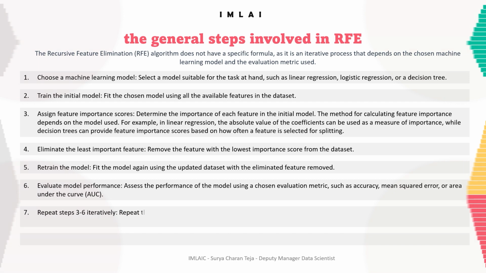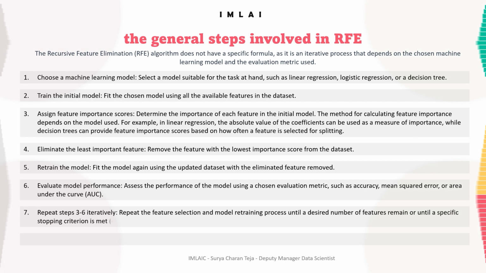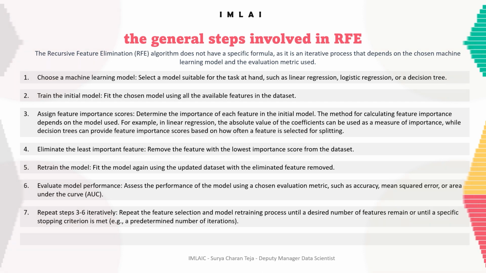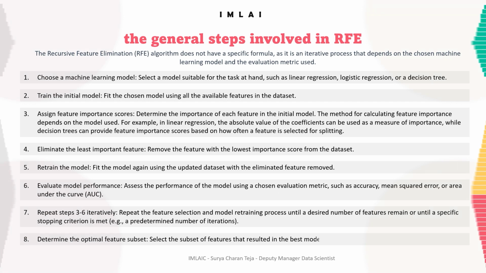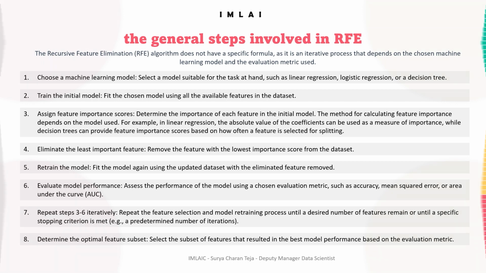Then the last step that we have here, determine the optimal feature subset. Select the subset of features that resulted in the best model performance based on the evaluation metric. So the process of RFE involves iteratively eliminating the least important feature and retraining the model until a desired subset of features is obtained. The specific formula or mathematical equation used for calculating the feature importance may vary depending on the chosen machine learning model and evaluation metric.